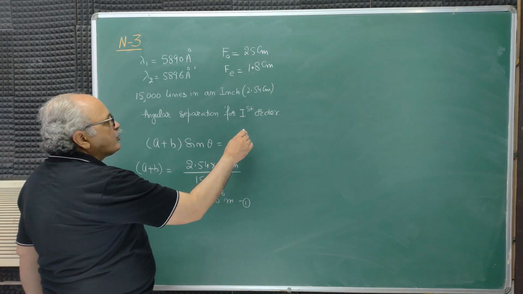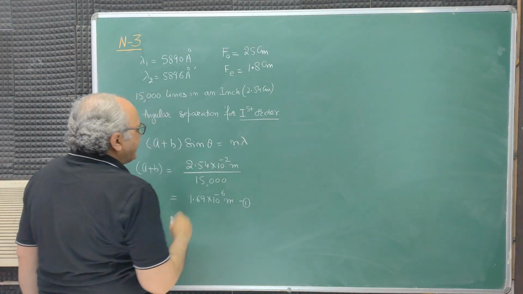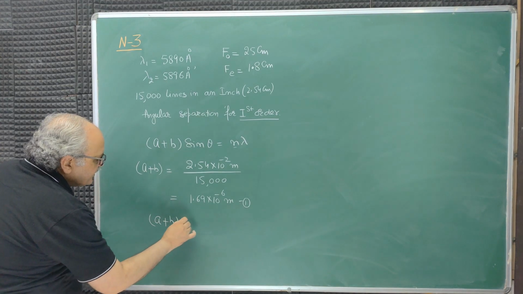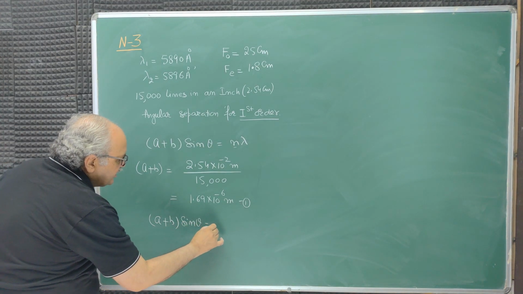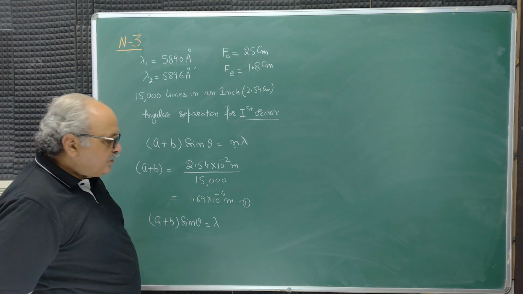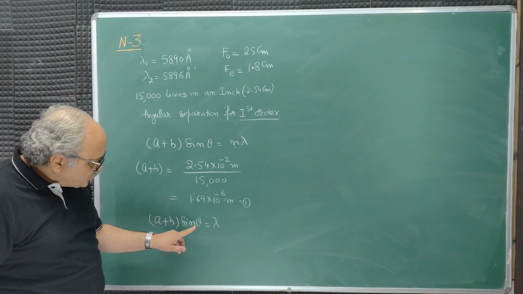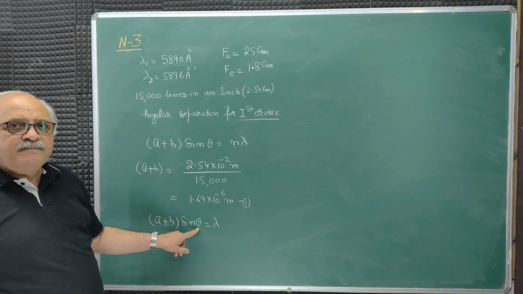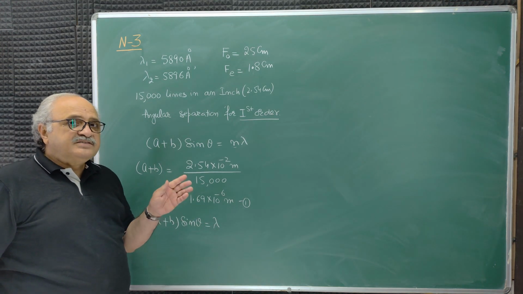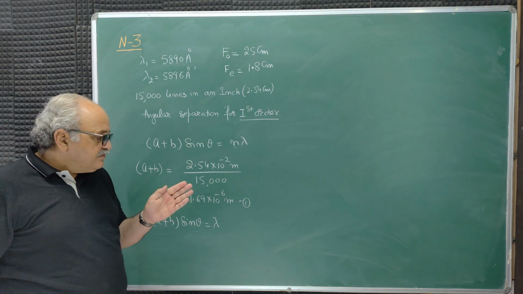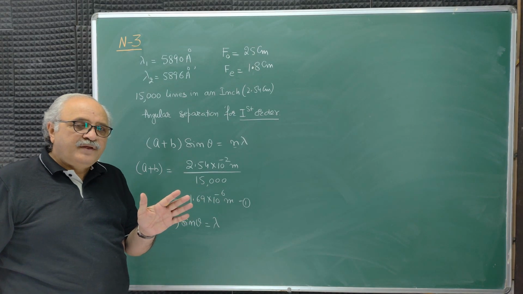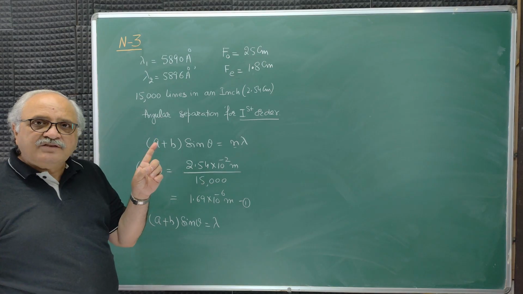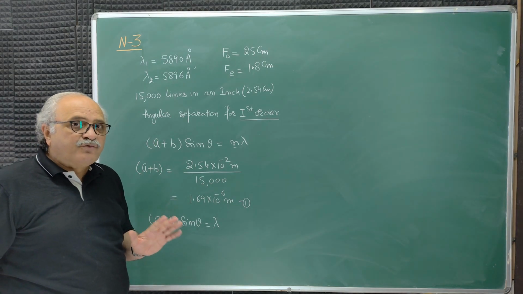Since we are talking about the first order, obviously n is 1, and we have this formula (A plus B) sine theta equals lambda. This condition clearly shows that if there is a change in lambda, obviously there is a change in theta. But this angle is just immediately after the grating. When it enters the telescope, it gets modified because of the focal length of the objective lens and the eyepiece, which we have to care about.